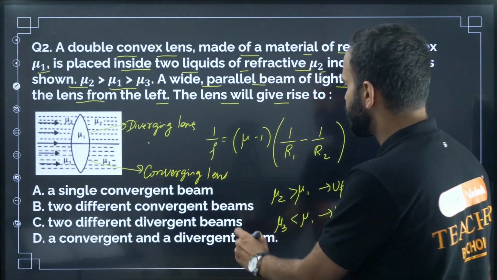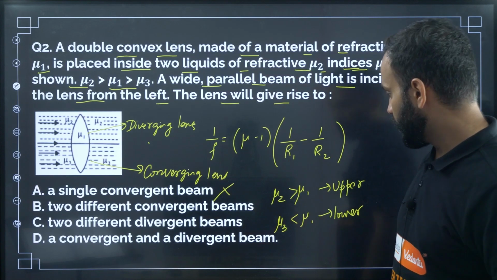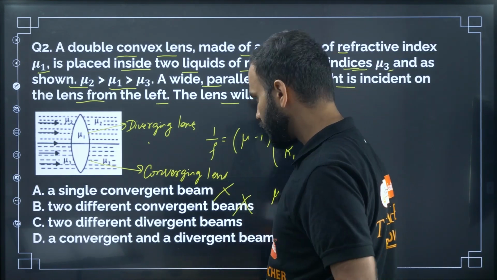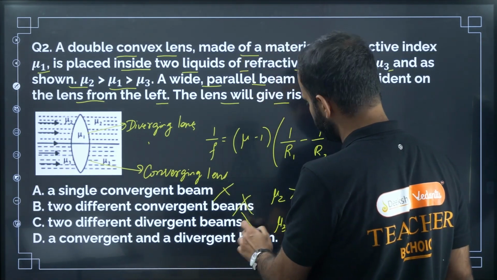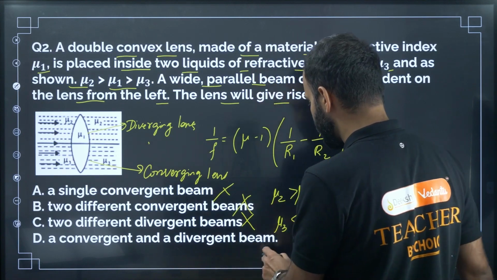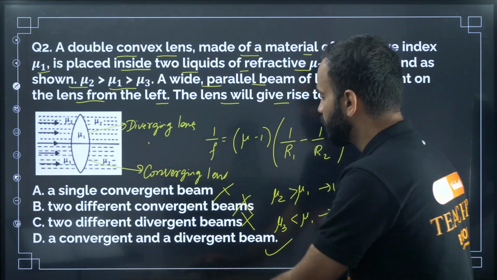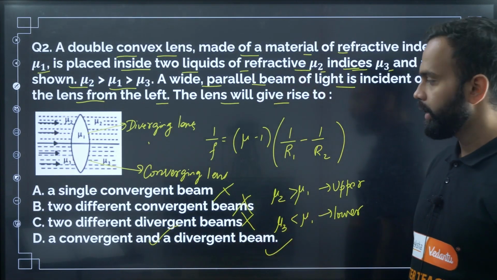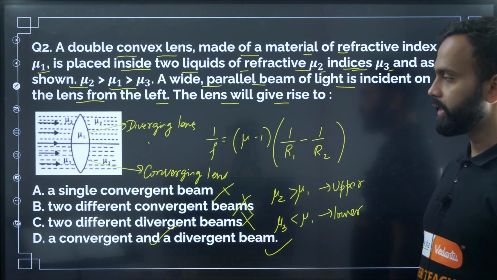Let's check each option. Option A says single convergent beam, wrong. Option B says two different convergent beams, wrong. Option C says two different divergent beams, wrong. Option D says convergent and a divergent beam, correct. So the correct option is D. We will get a convergent beam as well as a divergent beam.